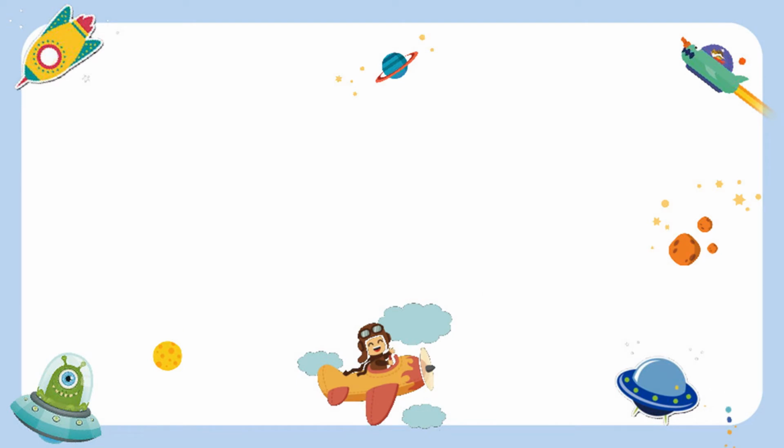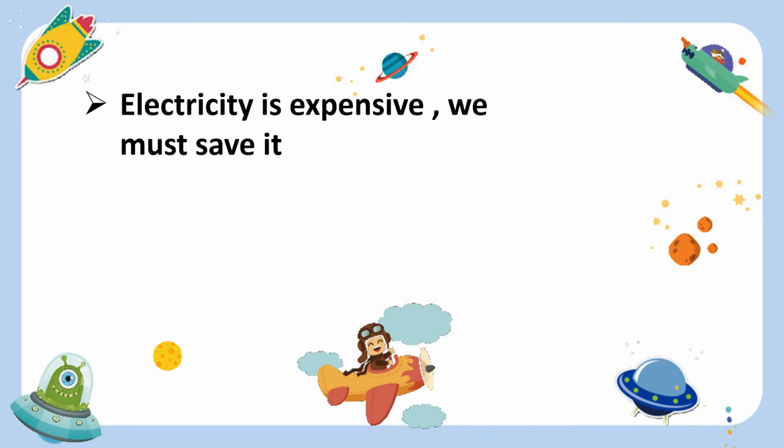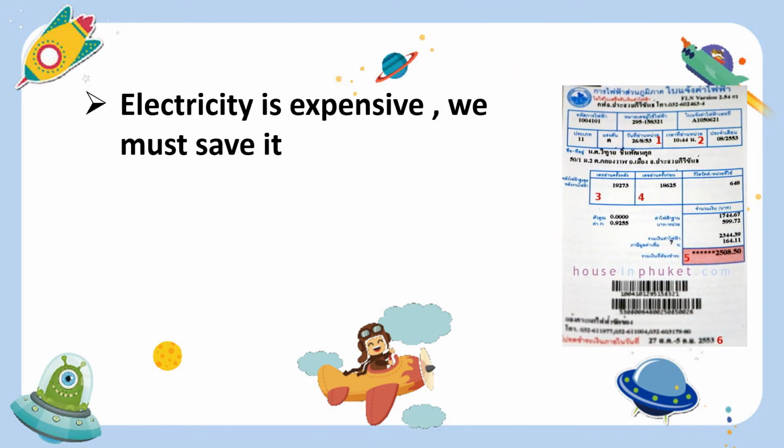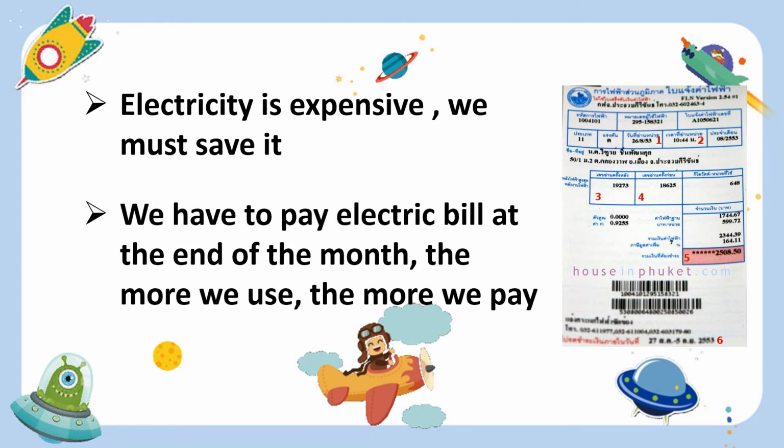Alright, did you know that electricity is expensive? So we must save it. Can you read one more time, please? Electricity is expensive. We must save it. So here is an example of electric bill. Okay, so we have to pay electric bill at the end of the month. The more we use, the more we pay. Okay, can we read together? We have to pay electric bill at the end of the month. The more we use, the more we pay.